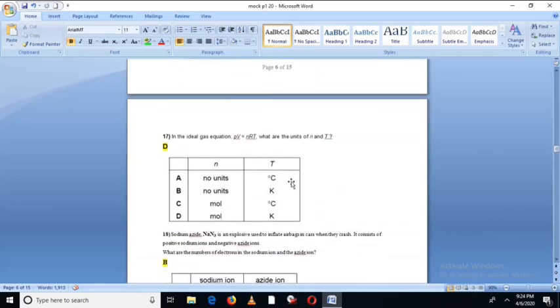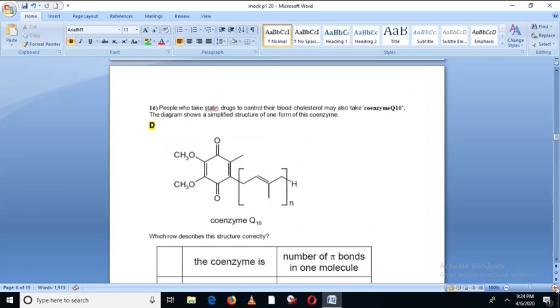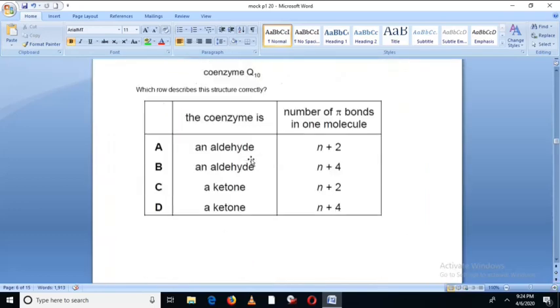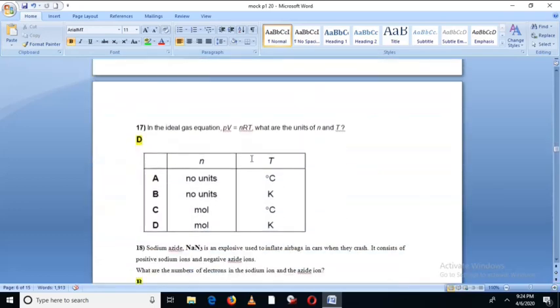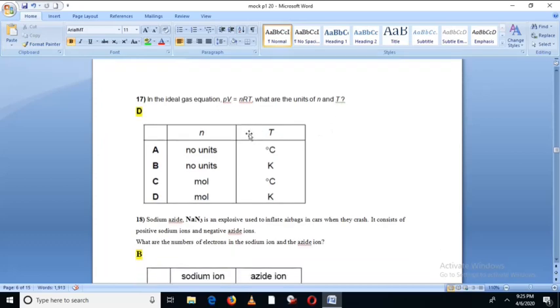Coming to the 17th MCQ, he has asked, in the ideal gas equation PV is equal to nRT, what are the units of n and T? This was a simple MCQ. Here n represents the number of moles, so its unit is mole, while T represents the temperature, its unit is Kelvin. So our option D is correct, that is, n's unit is mole, while the temperature's unit is Kelvin.